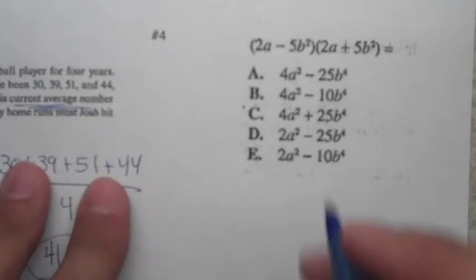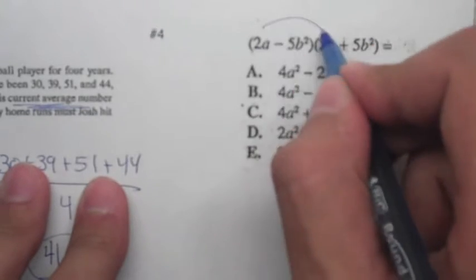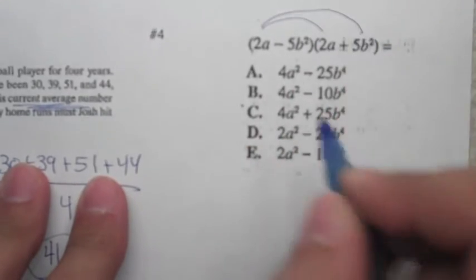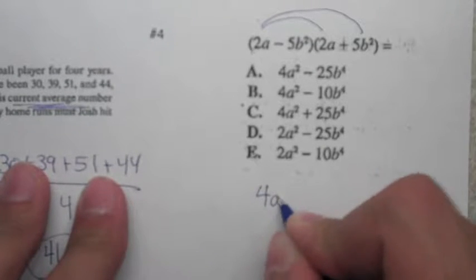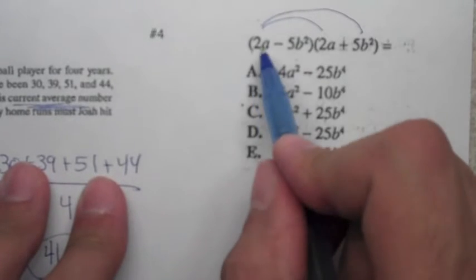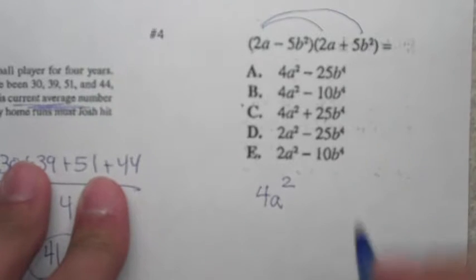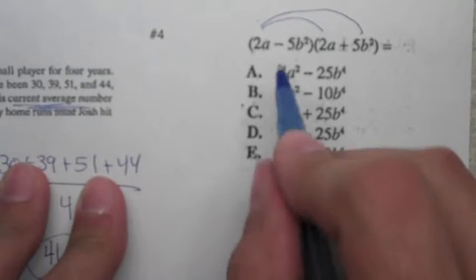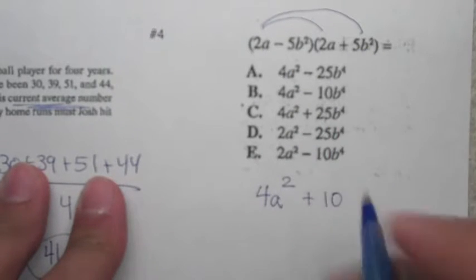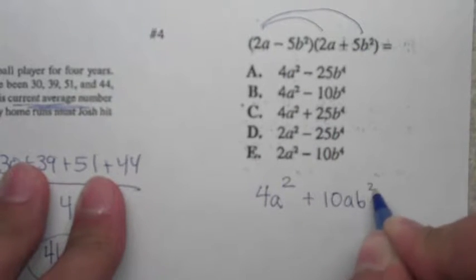Question number 4 is a FOIL question. So it's a matter of just doing your multiplication out. 2a times 2a is going to be a 4a squared. 2a times positive 5b squared, 2 times 5 is 10, positive 10, so I put plus 10. And then we have a times b squared, that just stays as is.